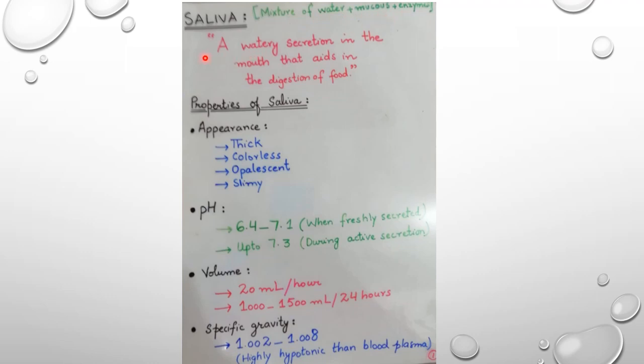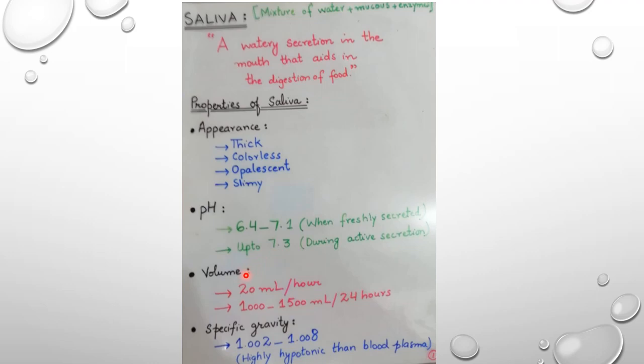By definition, saliva is basically a watery secretion or suspension which is produced in the oral cavity that helps digest food. Now, what are the characteristic features of saliva? It appears thick, colorless, opalescent, or milky, or slightly turbid, and slimy. Its pH, when it is freshly secreted, ranges from 6.4 to 7.1, but during the process of active secretion, it may reach up to 7.3.